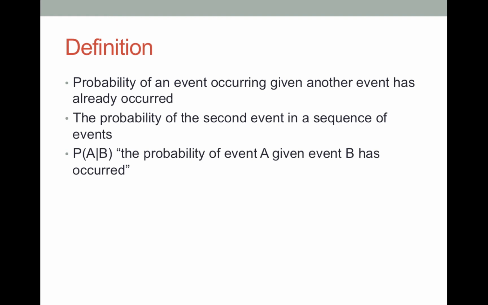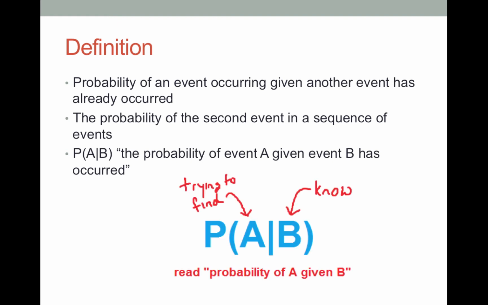In probability speak, it's this capital P, and we see this capital A with a vertical line, capital B. The way that is read is the probability of event A given event B has occurred. Again, that vertical line that you see is read as the word given. And so we are trying to find the probability of A knowing event B has already happened.